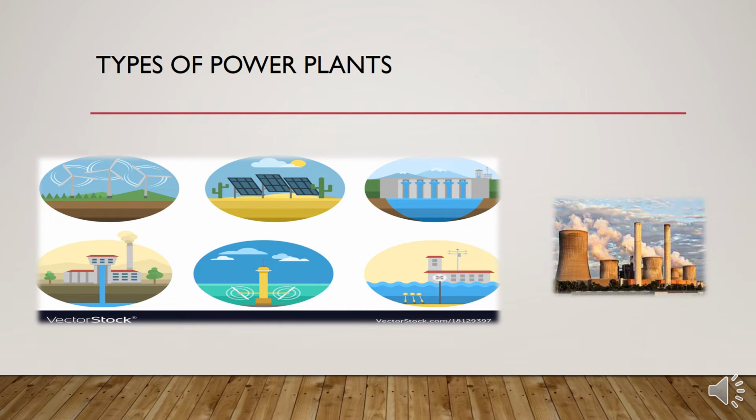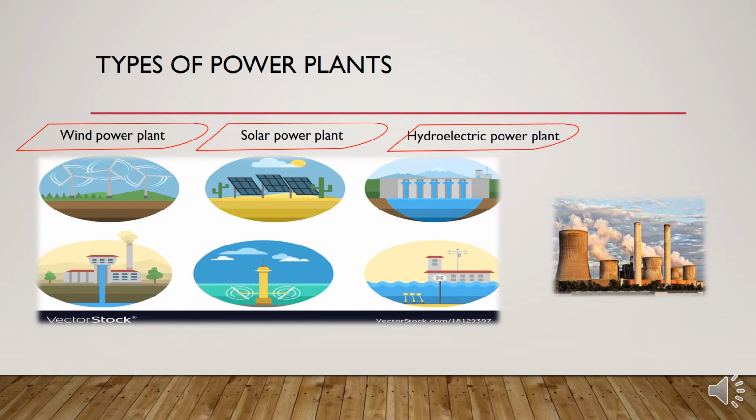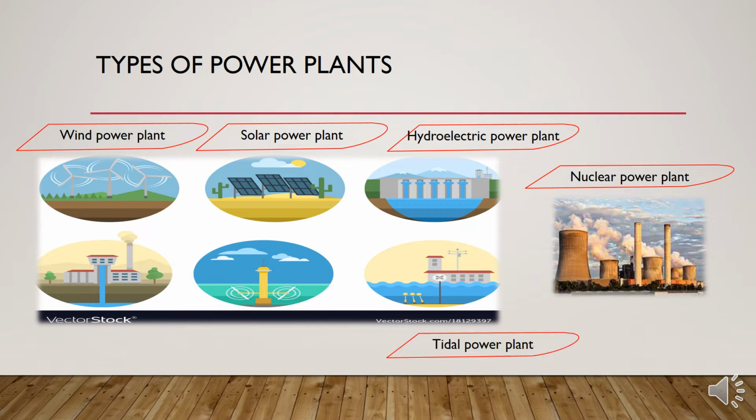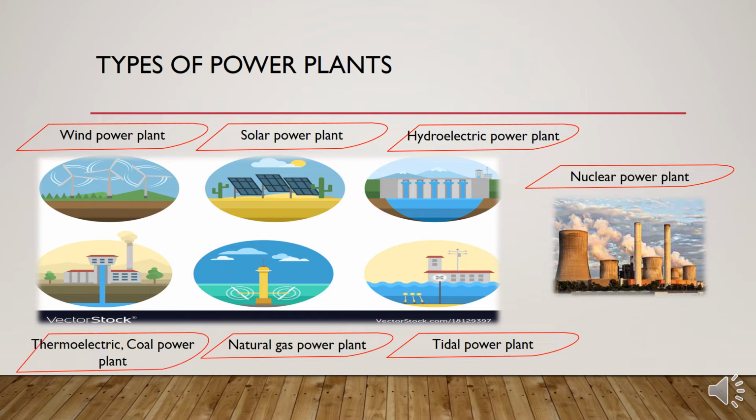We have different types of power plants. This includes wind power plant, solar power plant, hydroelectric power plant, nuclear power plant, tidal power plant, natural gas power plant, thermoelectric coal power plant.